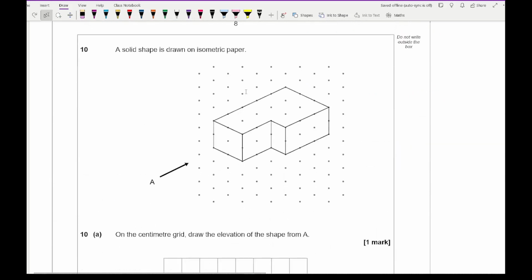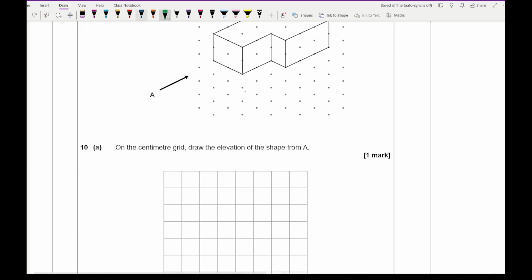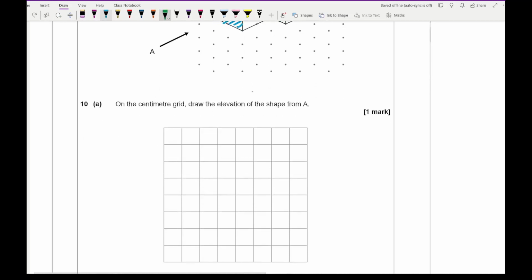Moving on to question 10, it says that a solid shape is drawn on isometric paper. On the centimetre grid, draw the elevation of the shape from A. So we're looking at this side elevation. Now, what you need to do for these is generally make sure that the orientation of your diagram is going to be exactly the same. So here you can see that the blue area is a 2x2. And again, I strongly encourage you to use a ruler, but it is massively going to extend the length of this video. You don't need to shade it in, it's just there to help me guide.